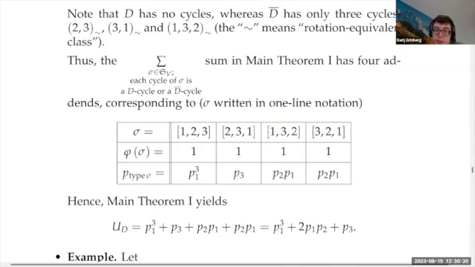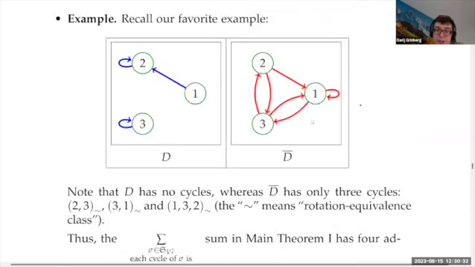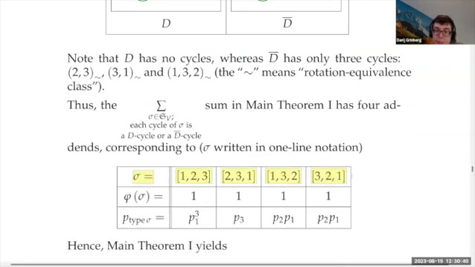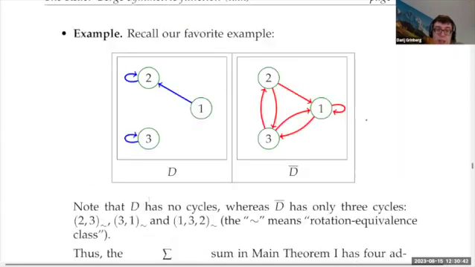So you get another term here. And 3 to 1, that's also a transposition where you also have this property. 1, 3 is a red cycle, and 2 is a blue cycle. So you got those 4 addends, and their phi sigmas are 1.